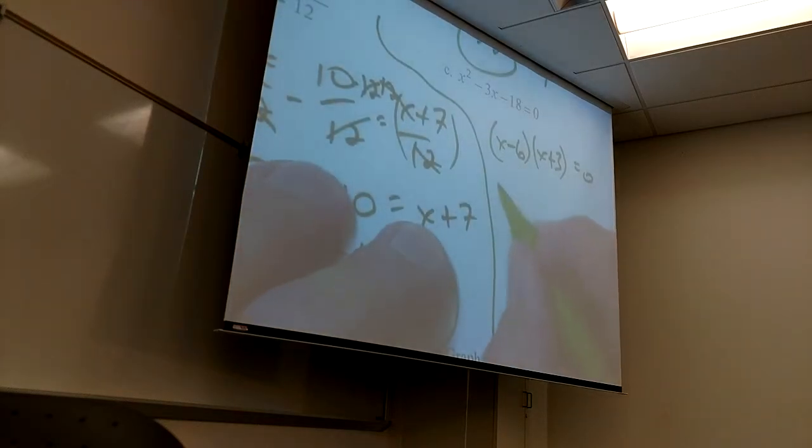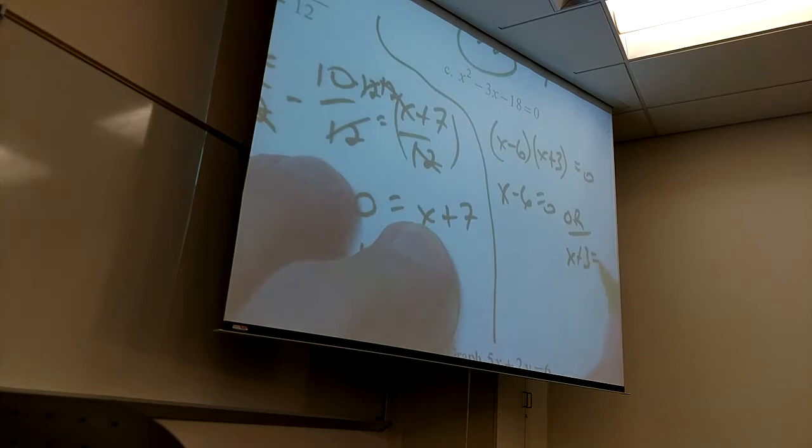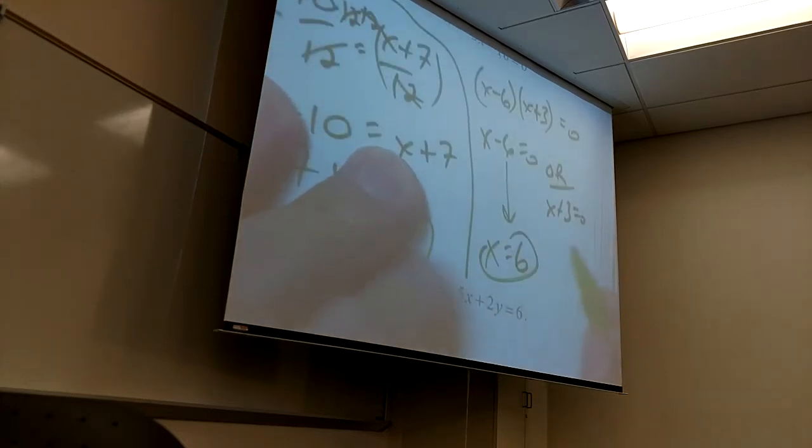So this will be x minus 6 is 0, or x plus 3 is 0. So what do you get here? x is 6, or x is negative 3.